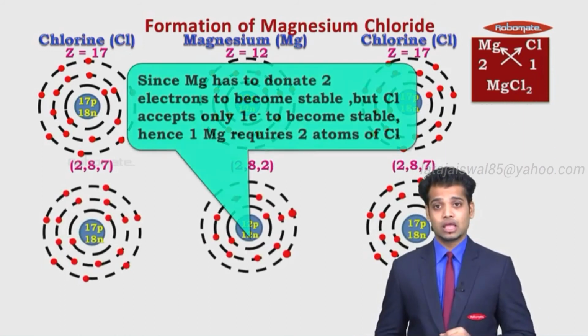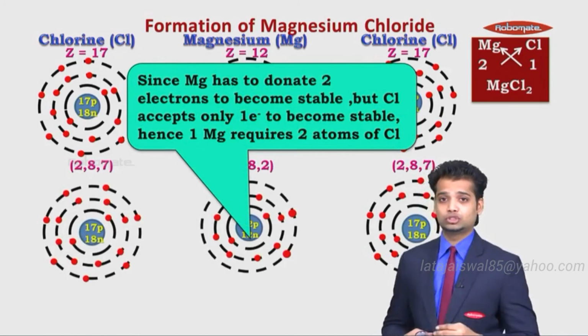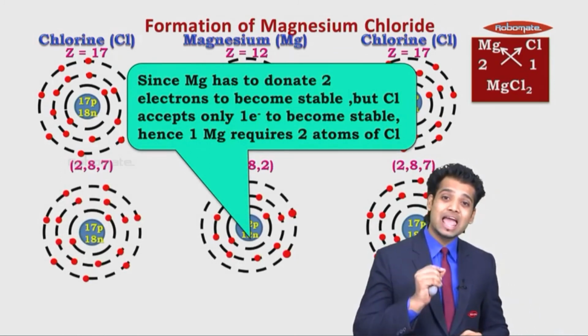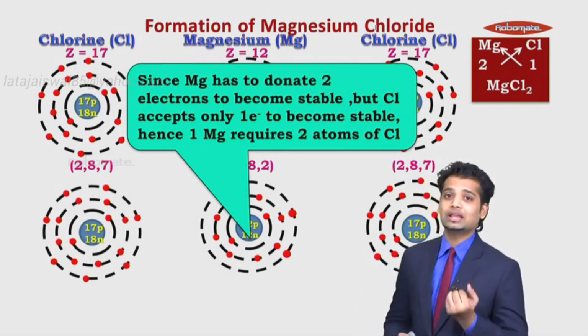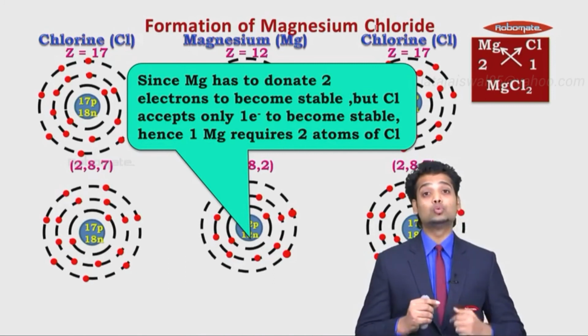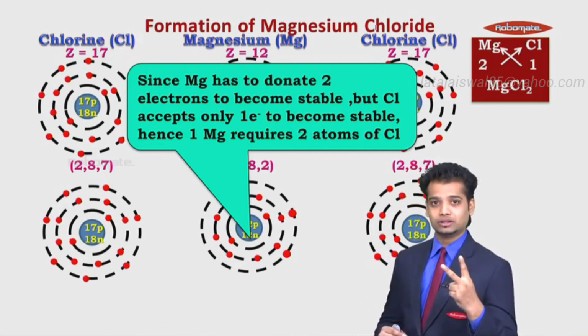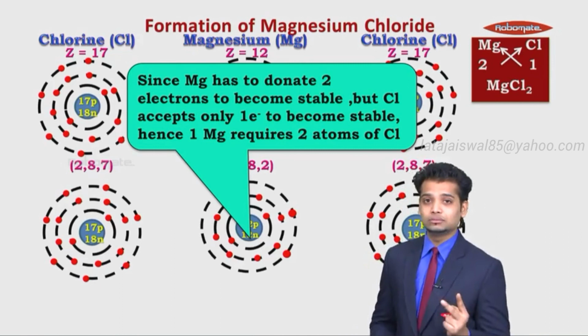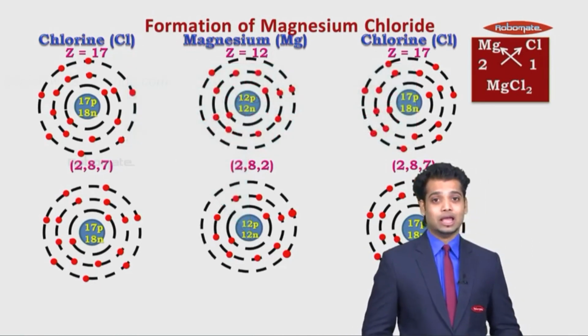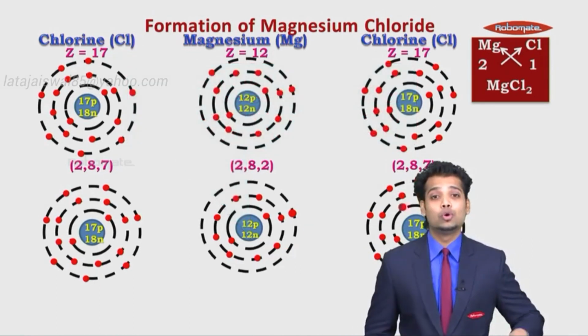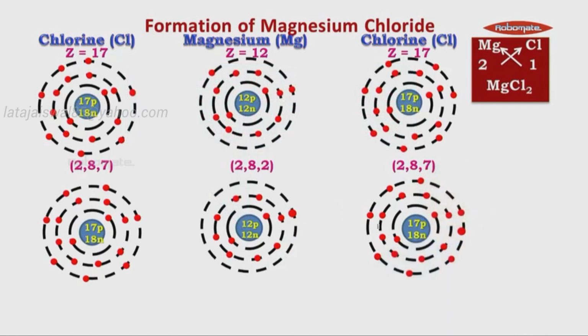Since Mg has 2 electrons to give, but chlorine can accept only 1 electron to become stable, hence 1 Mg requires 2 chlorine, not 1, but 2 atoms of chlorine to become stable. So 1 electron is going to go to this chlorine and 1 is going to go to that chlorine, leaving an empty shell. That means it is going to disappear.